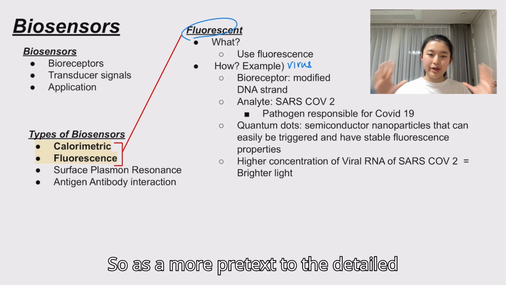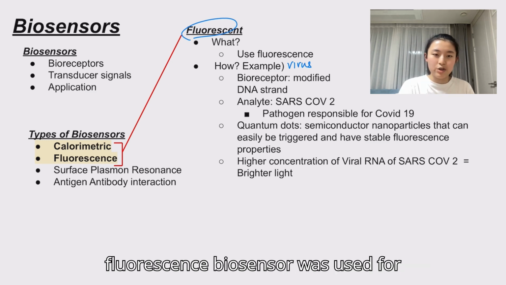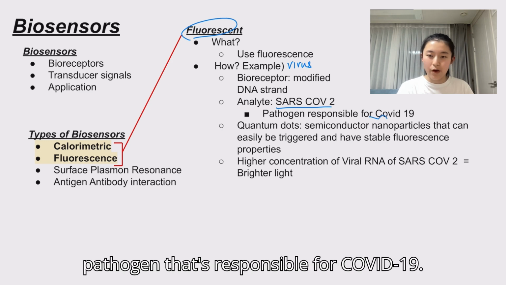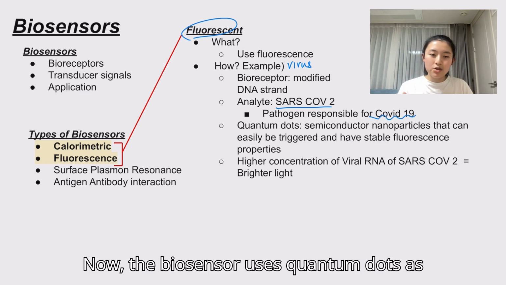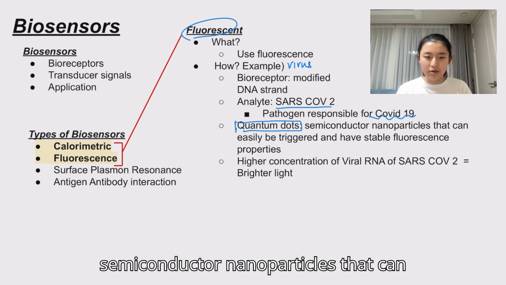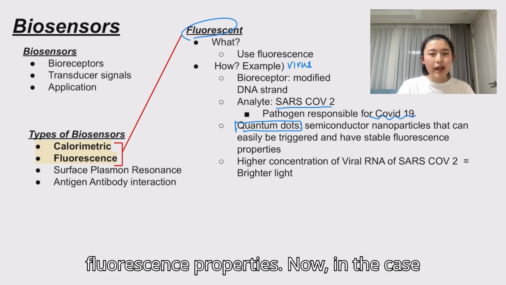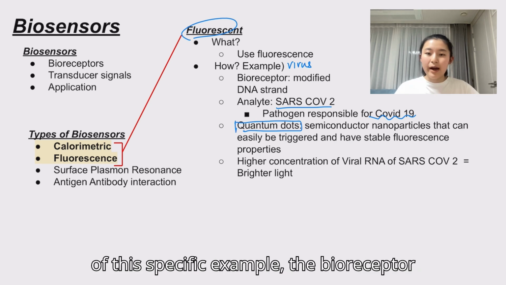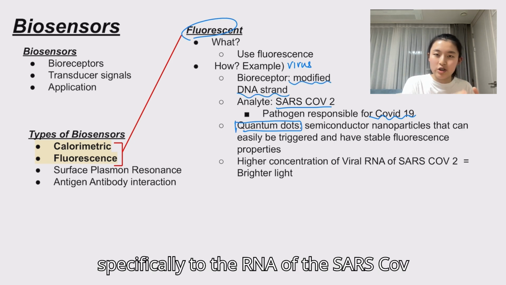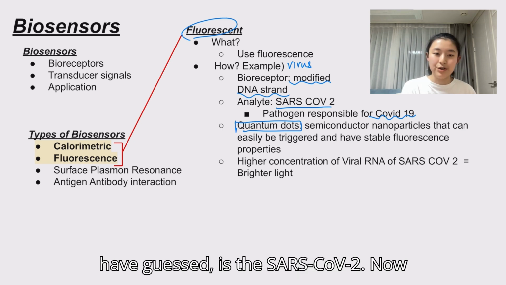So, as a pretext to the detailed explanation of the working mechanism, the fluorescence biosensor was used for detecting the SARS-CoV-2 virus, a pathogen that's responsible for COVID-19. Now, the biosensor uses quantum dots as fluorophores, which are essentially semiconductor nanoparticles that can easily be triggered and have stable fluorescence properties. Now, in the case of this specific example, the bioreceptor was a modified DNA strand that binds specifically to the RNA of the SARS-CoV-2. The analyte, as you would probably have guessed, is the SARS-CoV-2.